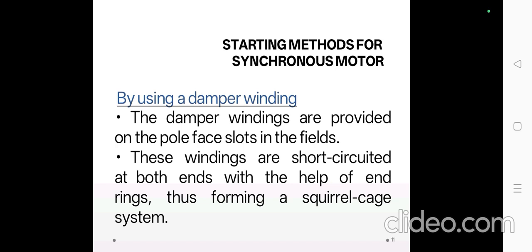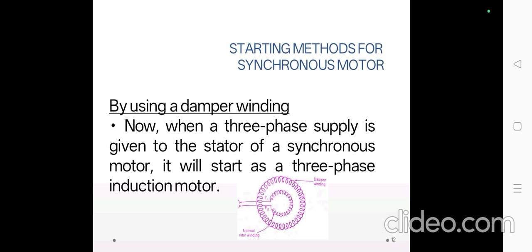Next one is by using a DC motor. Many times, large synchronous motors are provided with a coupled DC machine. This machine is used as a DC motor to rotate the synchronous motor at synchronous speed. Then the excitation to the rotor is provided. Once the motor starts running as a synchronous motor, the same DC machine acts as a DC generator called exciter. The field of the synchronous motor is then excited by the exciter itself.